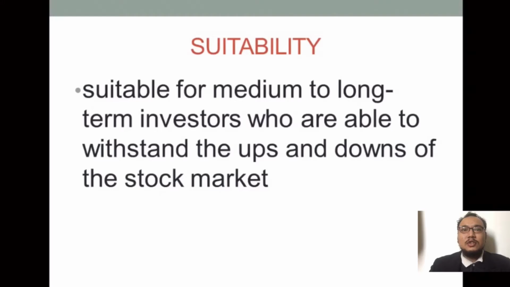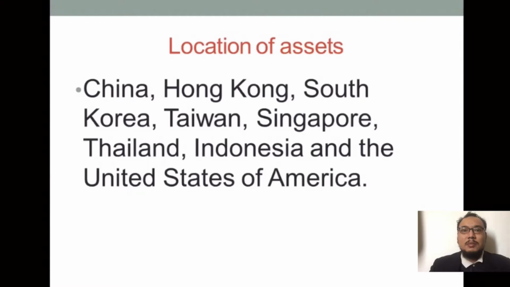This fund is also suitable for medium to long-term investors who are able to withstand the ups and downs of the stock market in pursuit of capital growth. Besides that, the location of assets is not just in Malaysia. It may be invested also in foreign markets which include China, Hong Kong, South Korea, Taiwan, Singapore, Thailand, Indonesia, and the United States of America.